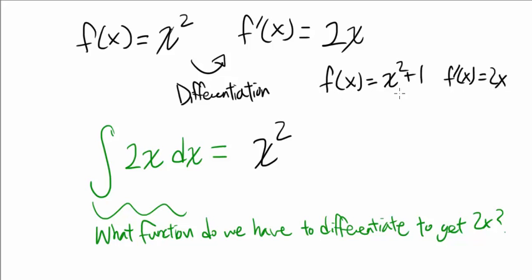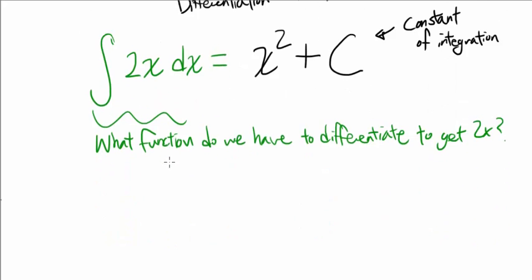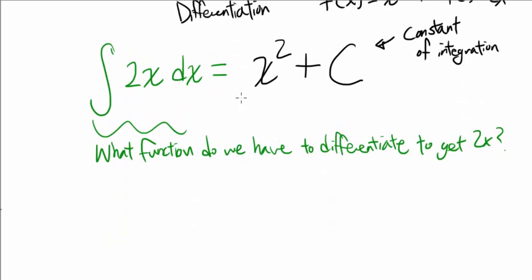How about f of x equals x squared plus 200? F prime of x is 2x. F of x is x squared plus 0.1. F prime of x is 2x once again. So it's not just x squared, but it's x squared plus c, where c is some constant. We also call this the constant of integration. So we know the integral of 2x dx is x squared plus c.